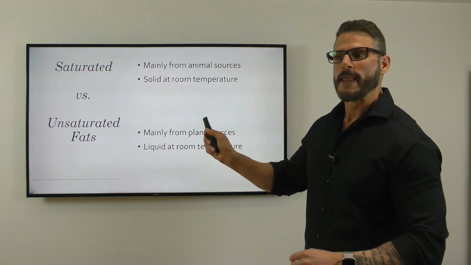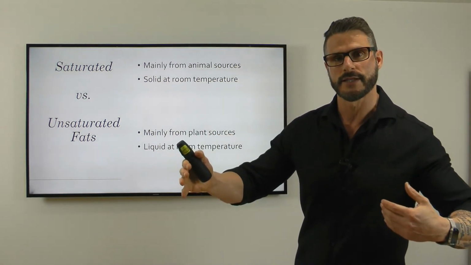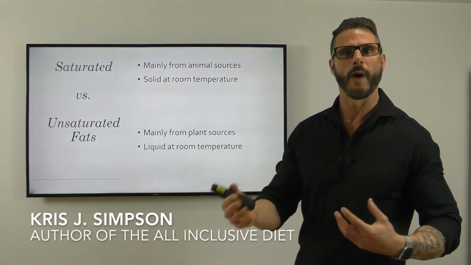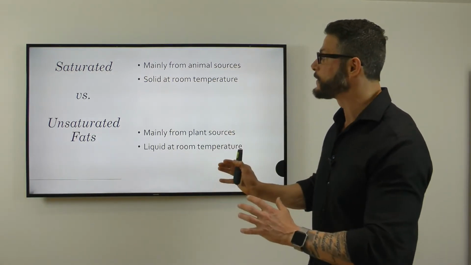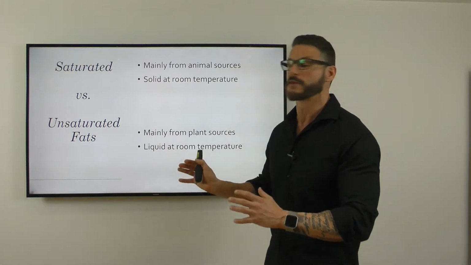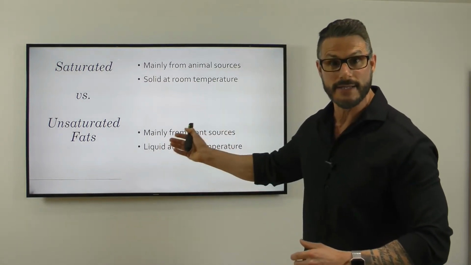Let's go into the backstory of fat here, and let's just find out the what, when, how, where of fat. And I'm going to do it really quickly for you. And simply, we basically have two different types of fats: the saturated and the unsaturated fats.